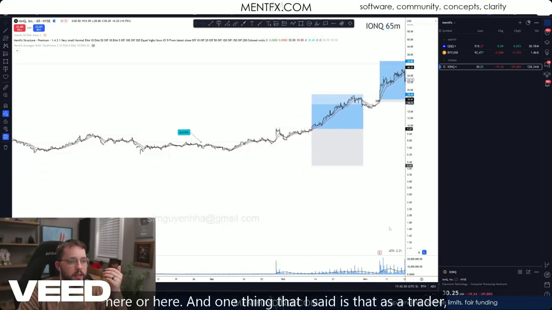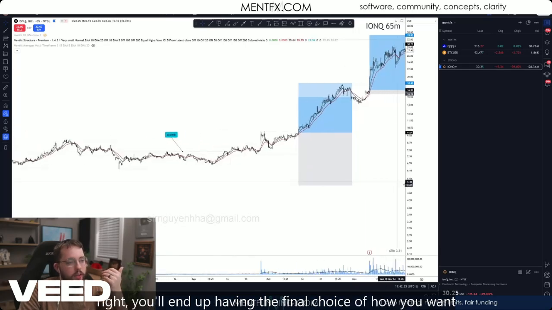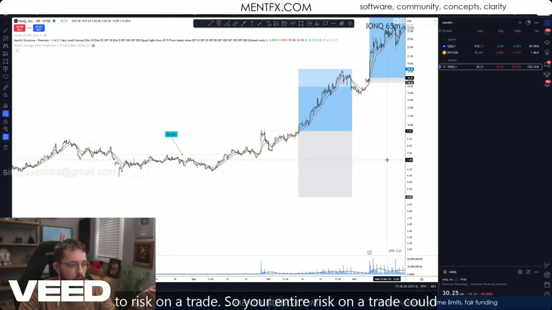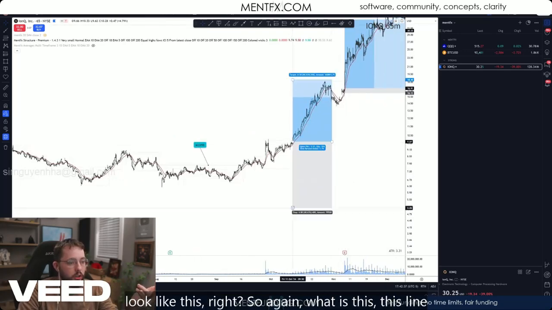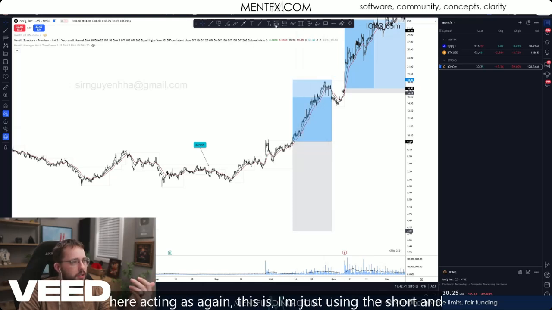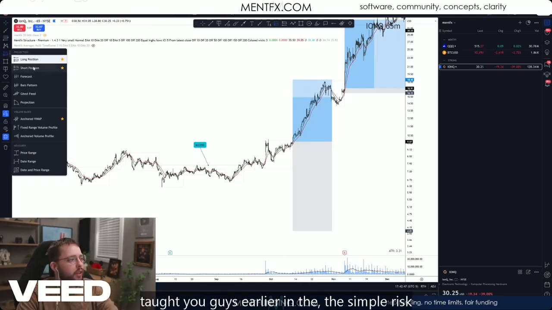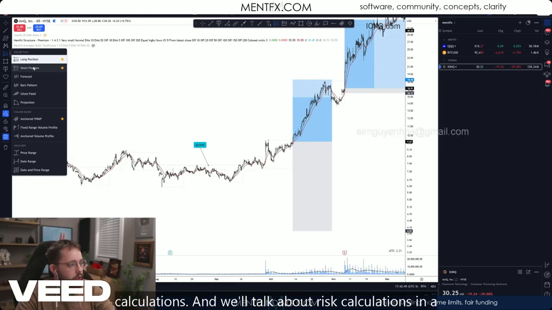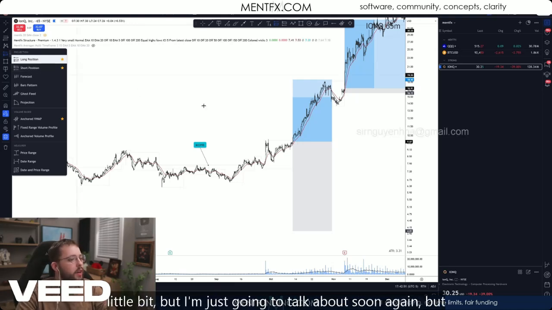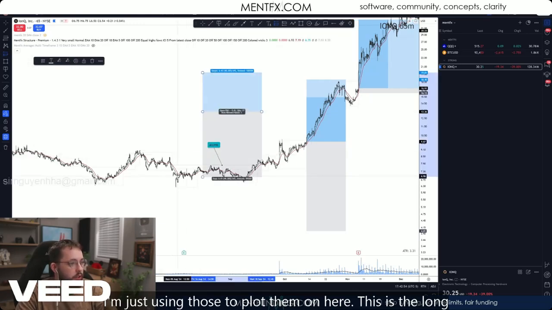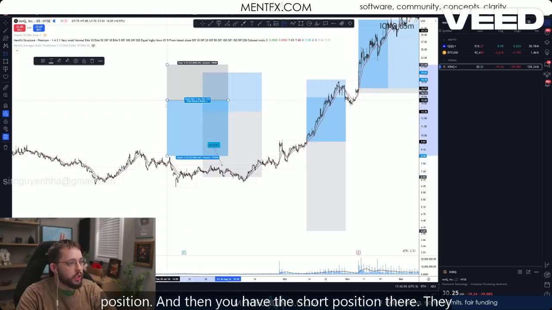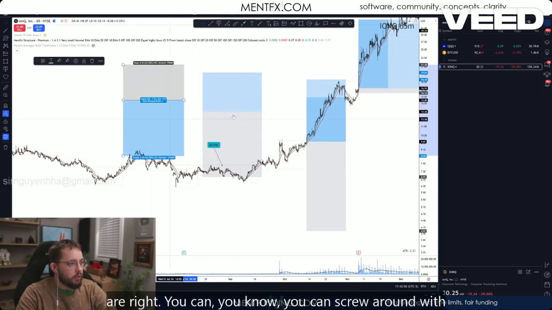And one thing that I said is that as a trader, you'll end up having the final choice of how you want to risk on a trade. So your entire risk on a trade could look like this. Again, what is this line here acting as? I'm just using the short and long tool on TradingView to set these up, just like I taught you guys earlier in the simple risk calculations, and we'll talk about risk calculations soon again. But I'm just using those to plot them on here. This is the long position, and then you have the short position. There they are. You can screw around with these.